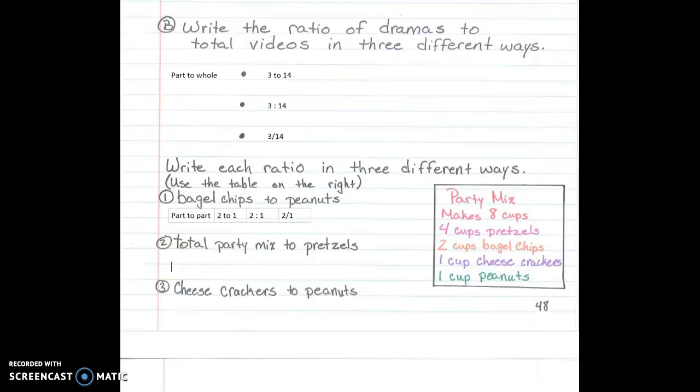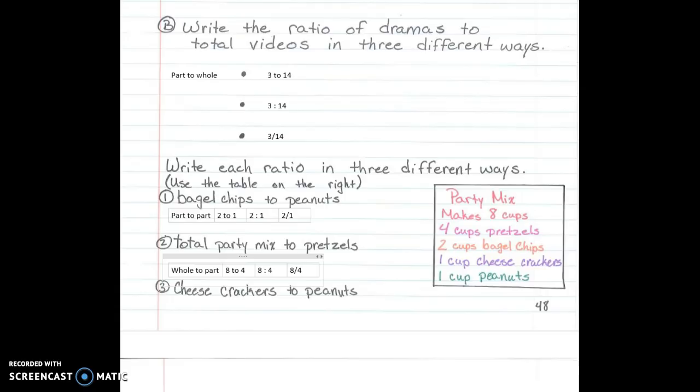We have total party mix to pretzels. So this is the whole party mix to part of the party mix, which is the pretzels. And so our total party mix makes 8 cups to the portion that is pretzels, which is 4 cups. So that's 8 to 4. We can write it with a colon as 8 colon 4. And then we can write it as a fraction as 8 over 4. Again, I have kept everything in the same order.